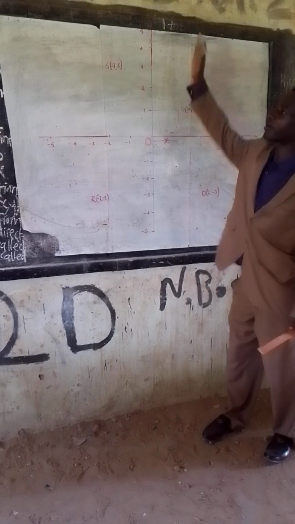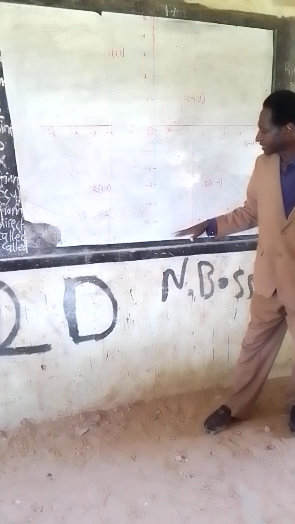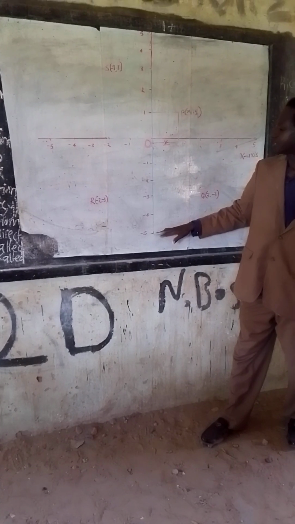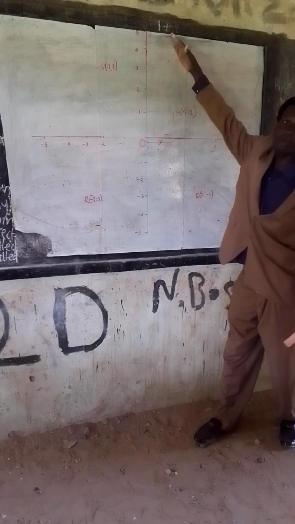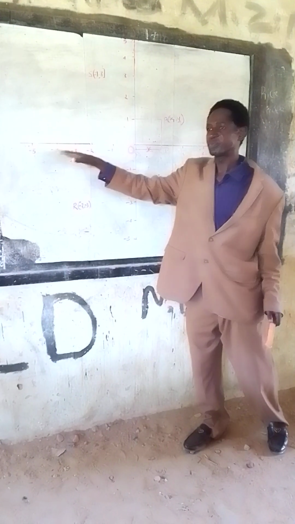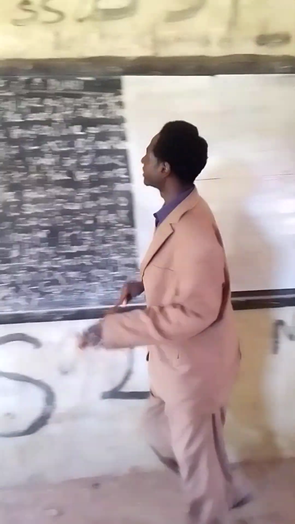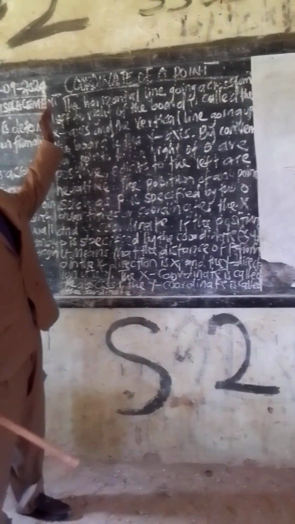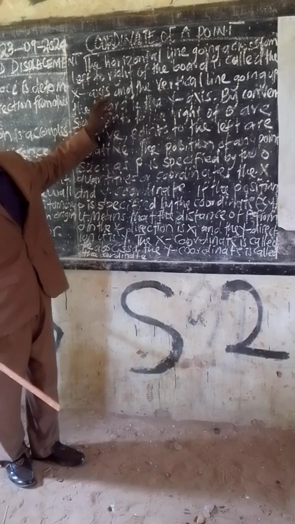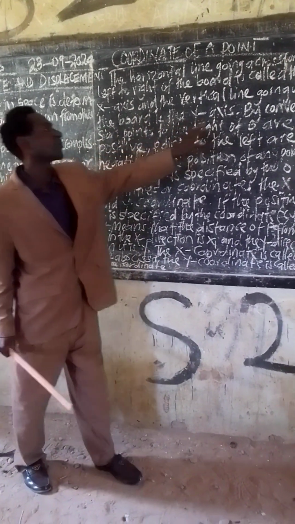That is, one is going up and one is across the one that is going up, from left to right. The one that is going up, from bottom to the top of the board, is called the y-axis, while the one going across the board from left to right is called the x-axis. So, the horizontal line going across from left to right is the x-axis, and the vertical line going up the board is the y-axis.